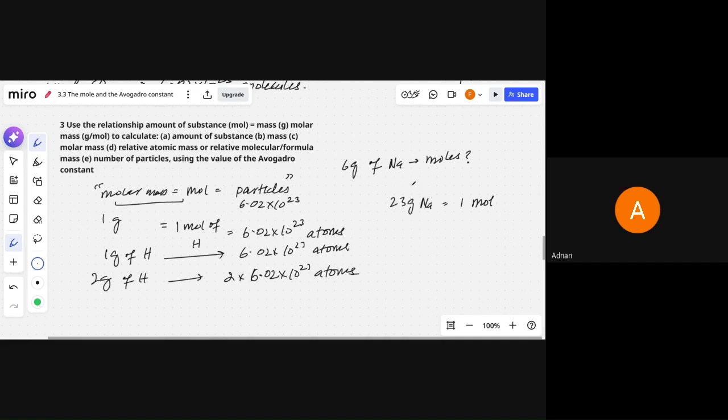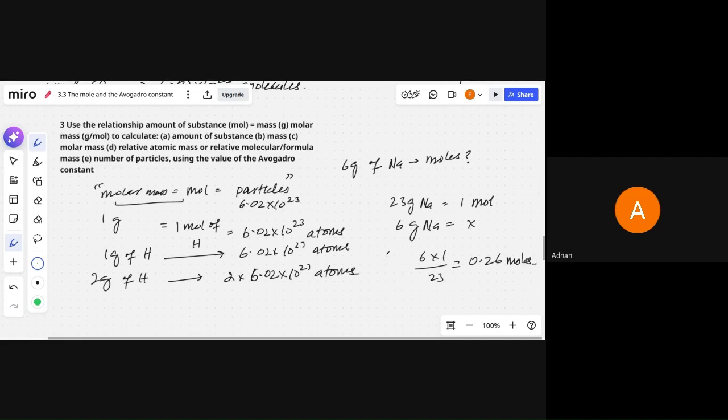But I will introduce a formula as well. So 23 grams of sodium is 1 mole. So 6 grams of sodium will be equal to X. Now we just have to cross multiply, right? So 6 times 1 divided by 23, we get 0.26. So 6 grams of sodium will be equal to 0.26 moles, right?